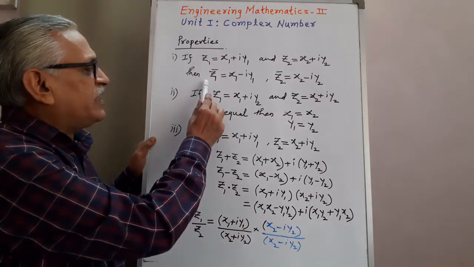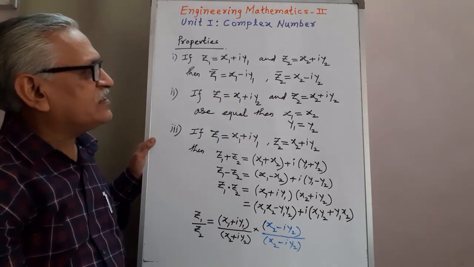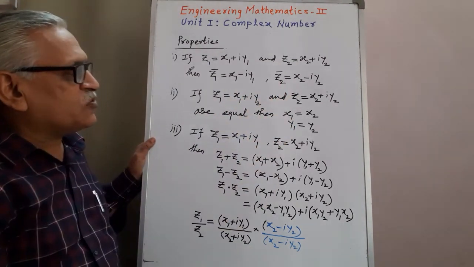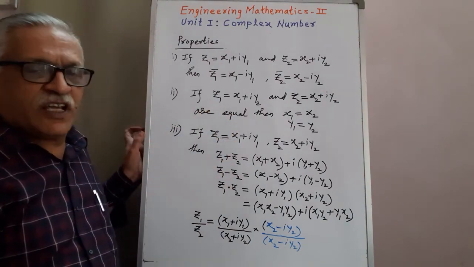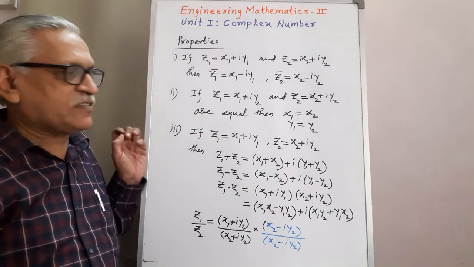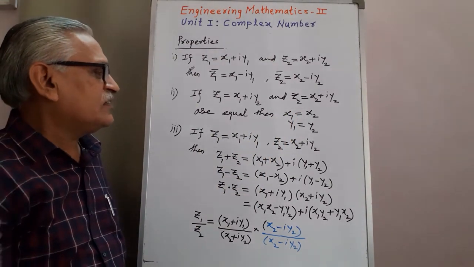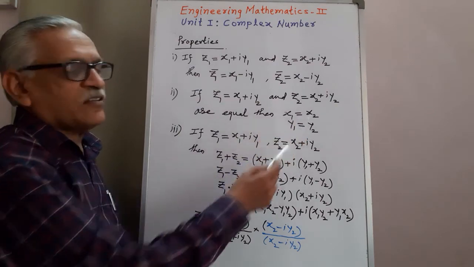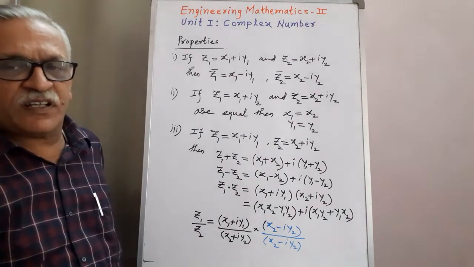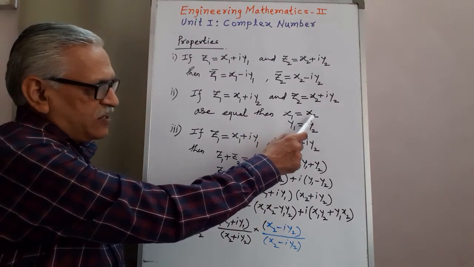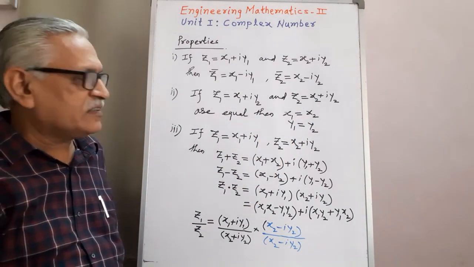First one, if z1 = x1 + iy1 and the second number z2 = x2 + iy2, then the conjugate of z1 is x1 minus iy1 and the conjugate of z2 is x2 minus iy2. Second property, if z1 = x1 + iy1 and z2 = x2 + iy2 are equal, then the real part of the first is equal to the real part of the second, and the imaginary part of the first is equal to the imaginary part of the second. If real parts are equal and imaginary parts are equal, then the two complex numbers are said to be equal.